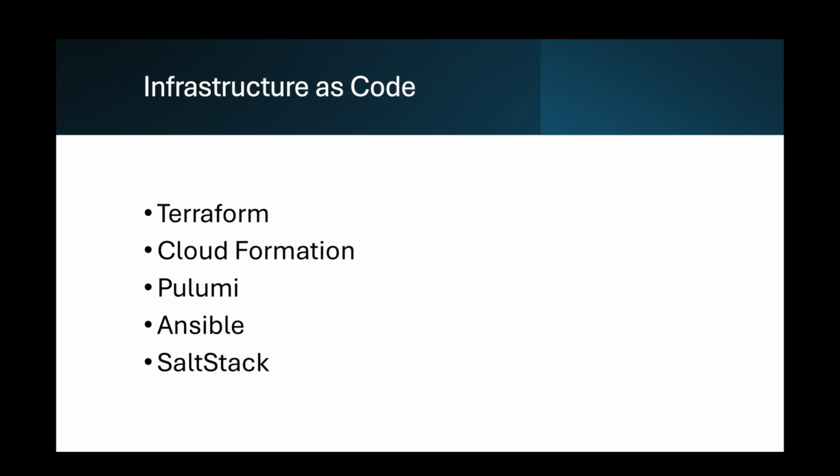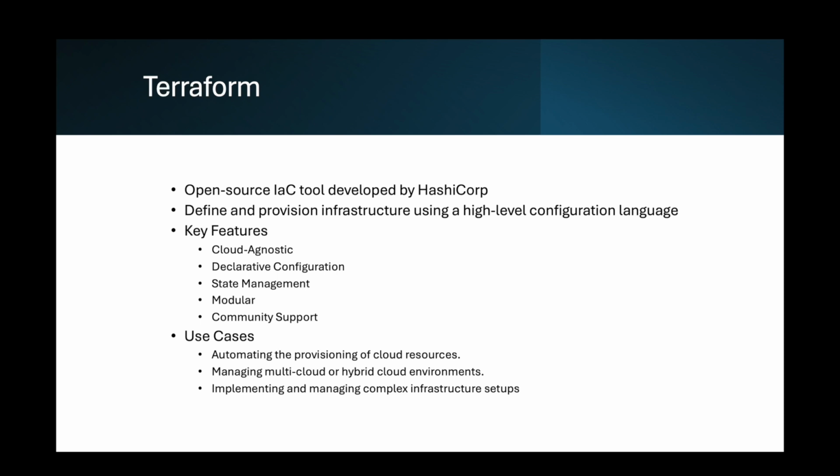Some of the key tools that we're going to look at here are Terraform, CloudFormation, Pulumi, Ansible, and SaltStack. Now let's go through the first one, which is Terraform. Terraform is an open source IaC tool developed by HashiCorp. It allows users to define and provision infrastructure using a high-level configuration language known as HashiCorp Configuration Language, or HCL. Terraform is cloud agnostic, meaning it can manage infrastructure across various providers like AWS, Azure, Google Cloud, and others.